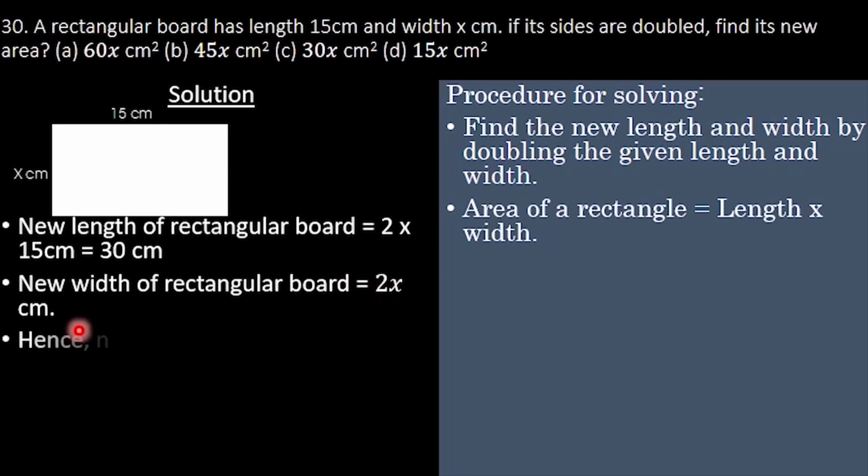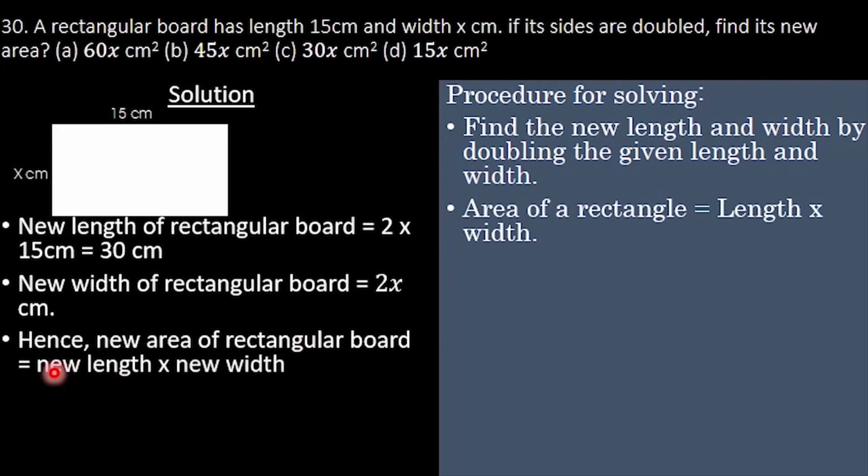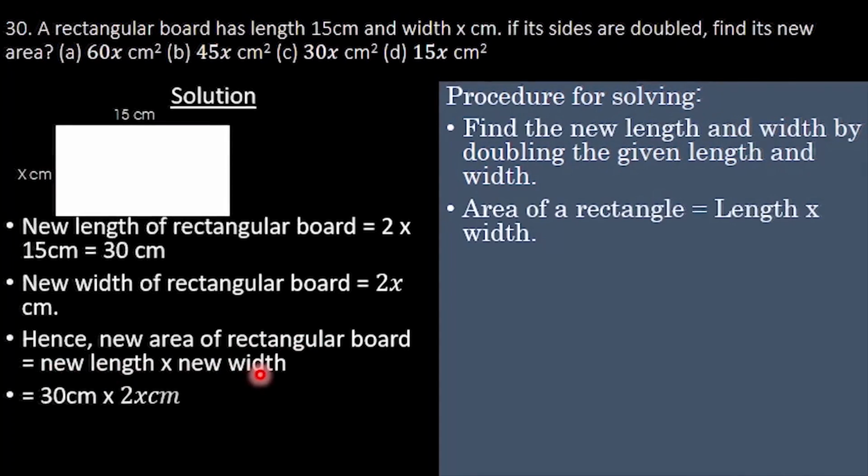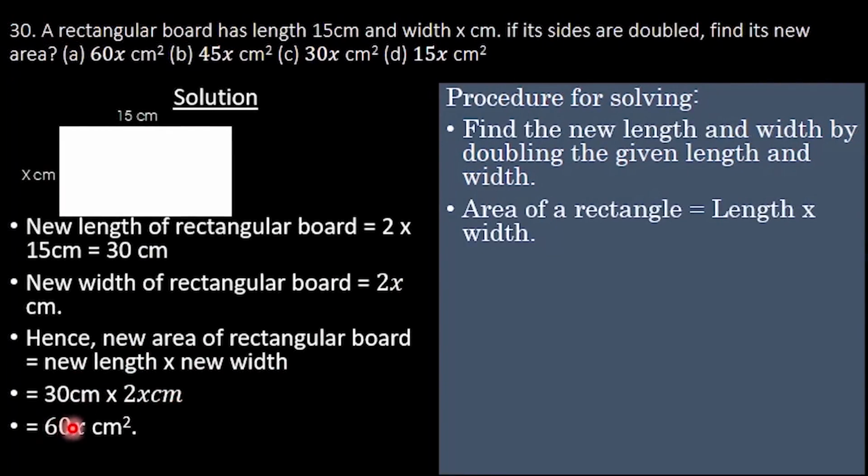Hence, new area of the rectangular board is equal to new length times new width. Therefore, our new length is 30 centimeters and our new width is 16 centimeters. Then you now have 30 centimeters times 16 centimeters. Our new area of the rectangular board now is equal to 480 square centimeters.